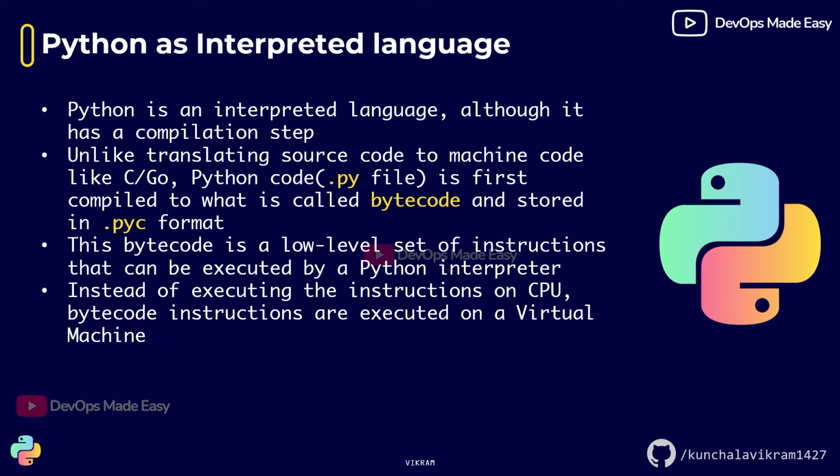Unlike other programming languages like Go and C, which usually take your whole source code and generate the final executable like .exe, Python code, which is in the form of .py files, is first converted into so-called bytecode, which is in the form of .pyc files. So these .pyc files are called bytecode, and they are stored with the extension .pyc. And what is this bytecode? This bytecode is basically low-level instructions that can be executed by the Python interpreter.